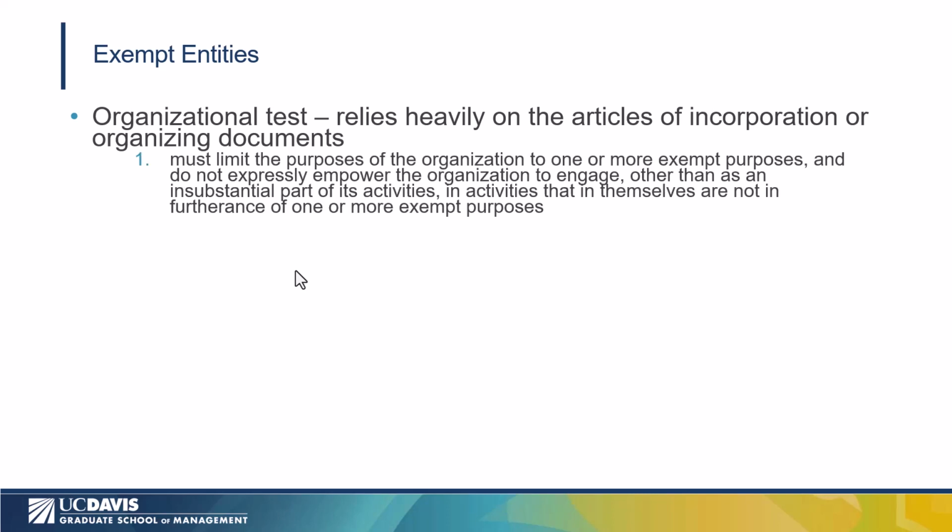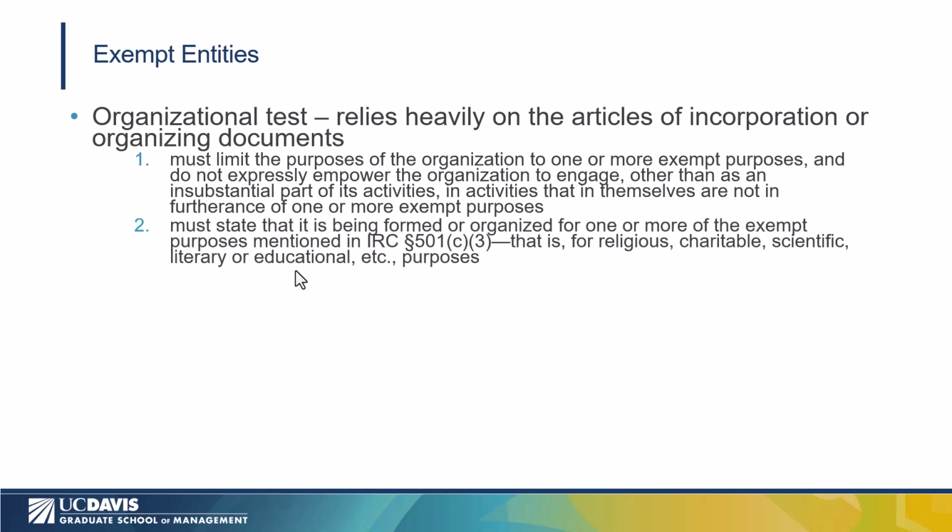So it must show that it limits the purposes of the organization to one or more exempt purposes and does not expressly empower the organization to engage, other than as an insubstantial part of its activities, in activities that in themselves are not in furtherance of one or more exempt purposes. So the organizing documents have to be crafted in a way that shows that this organization is really driven to only engage in these exempt purpose activities. It must state unequivocally that it is being formed or organized for one or more of the exempt purposes mentioned in IRC 501(c)(3). That is, for religious, charitable, scientific, literary, or educational purposes.